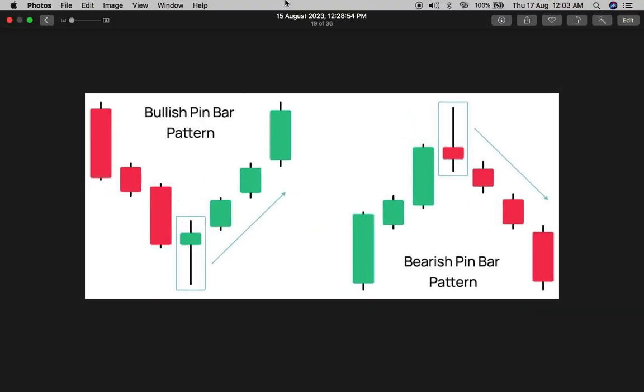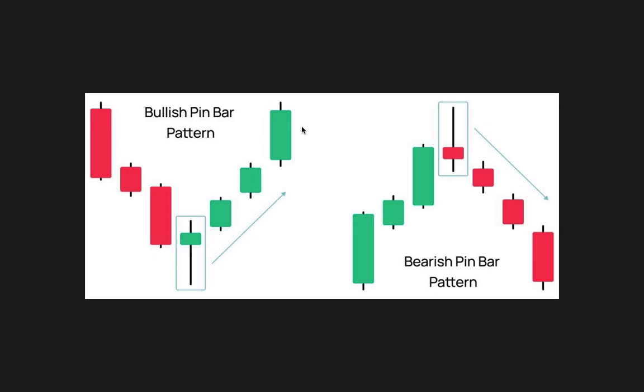Hello everyone. In today's video, I'm going to be explaining the candlestick patterns: the reversal, the illusion, and the continuation. Today, I will be explaining the most powerful candlesticks you need in your trading. I will start with the pin bar pattern.